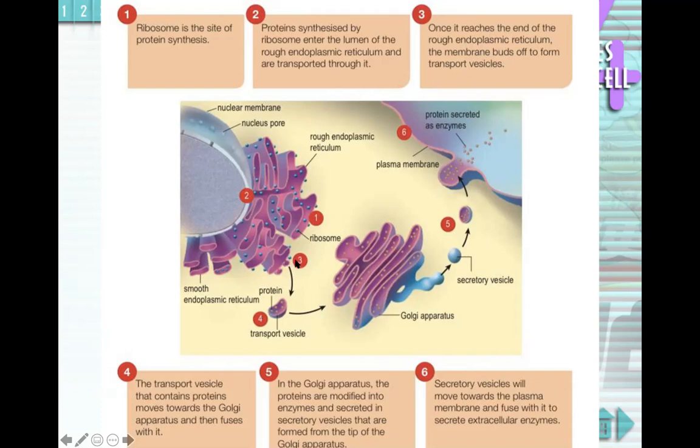Number 3 here. Once the protein is produced by ribosome, the rough endoplasmic reticulum will pack the protein and transfer the protein using transport vesicle. The transport vesicle that contains protein moves to the Golgi apparatus and fuses with it. Why? Because we know that the function of Golgi apparatus is to modify, pack, and also transfer.